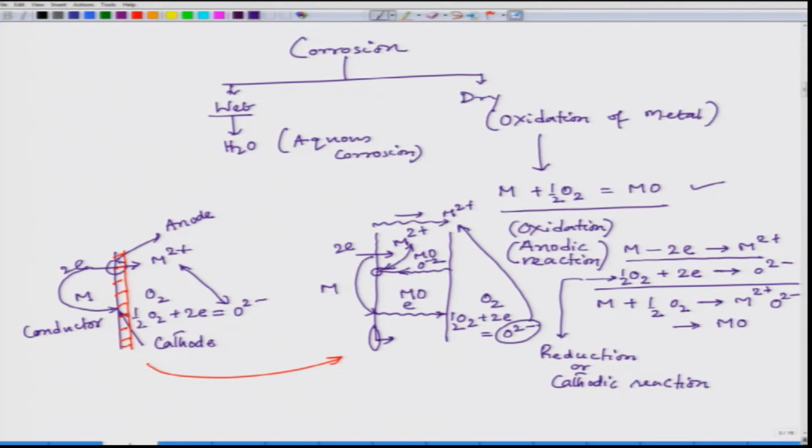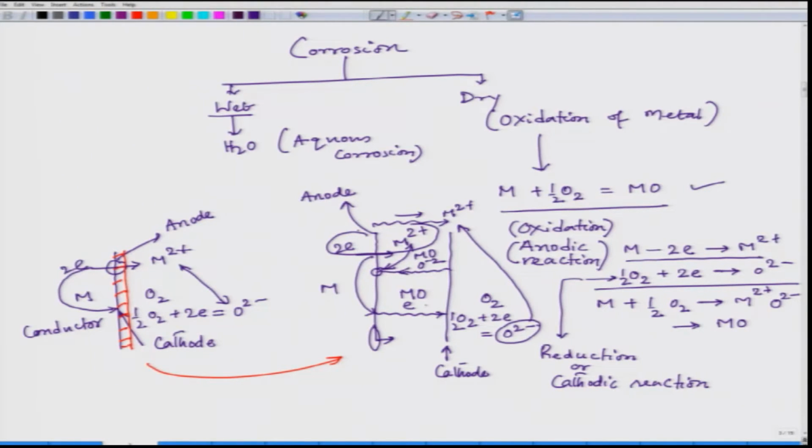So, here also you are seeing that the condition of a corrosion cell is satisfied. That means we have a cathode and an anode. Since the cathodic reaction is taking place at this interface, this becomes my cathode, and since this particular reaction is taking place at the metal and metal oxide interface, this becomes my anode. And electron flow is taking place through the metal surface, or it can flow through the metal oxide.